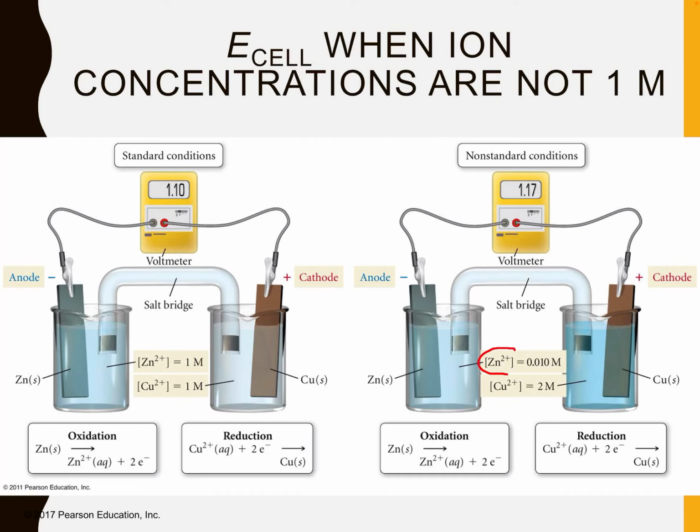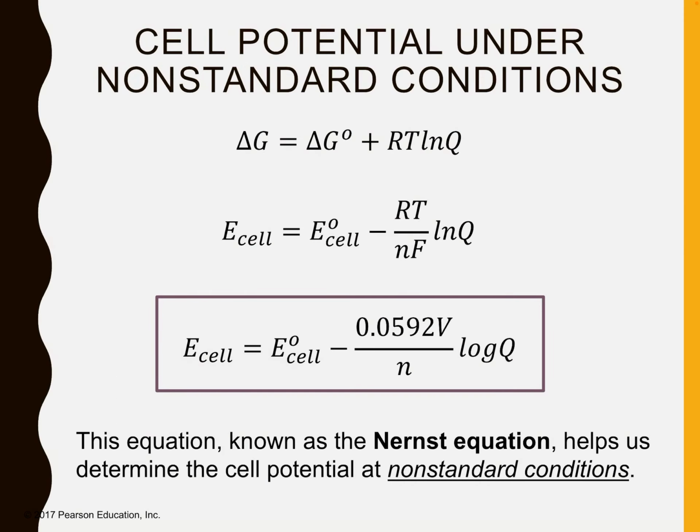When it's not at standard conditions, we've changed the concentration. This is the only thing that's changed here: we have decreased our zinc concentration, and we have increased our copper concentration. And so when we do that, we are changing the voltage. It's no longer at standard conditions. It will be something different, either greater than or less than the standard conditions, but it won't be the same. So we're going to go through how we calculate that.